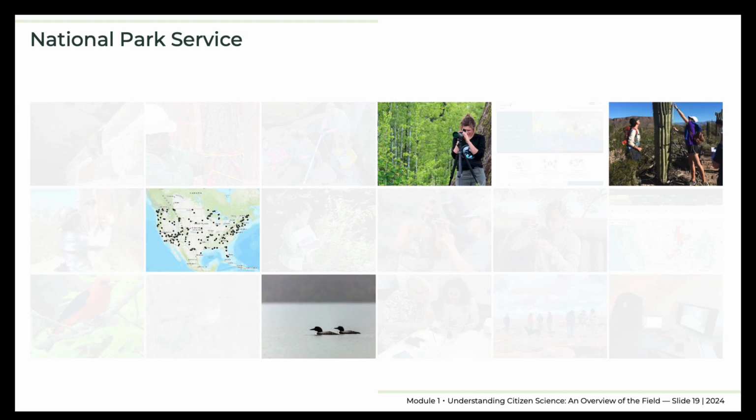The National Park Service has employed citizen science for decades, and many of its projects are discussed in the modules that follow. The Park Service has citizen science co-coordinators and has developed a white paper outlining a strategic approach to citizen science throughout the service.